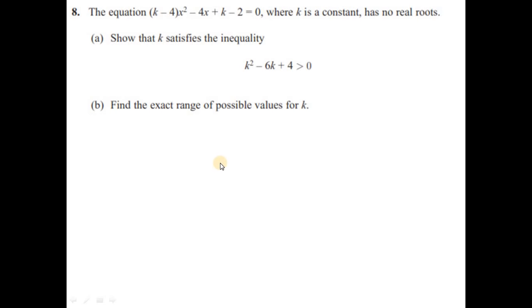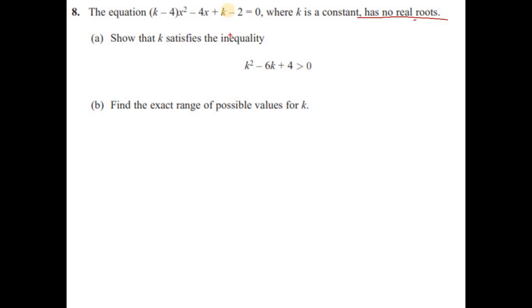Question number 8. The equation k minus 4 x squared minus 4x plus k minus 2 is equal to 0, where k is a constant, has no real roots. Show that k satisfies the inequality k squared minus 6k plus 4 is more than 0.